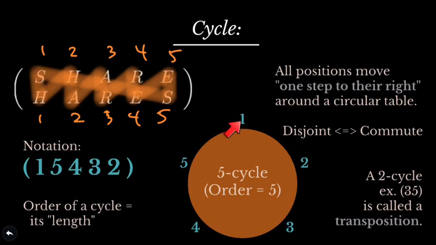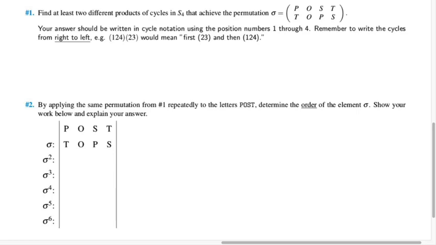So around this table, if all of these positions took one step to their right, 1 would go to 5, would go to 4, would go to 3, would go to 2, would go back to 1. So that's why we call that kind of permutation a cycle. What did you find out was a way of representing this permutation that sends post into tops? Was there a way to represent that with a single cycle?